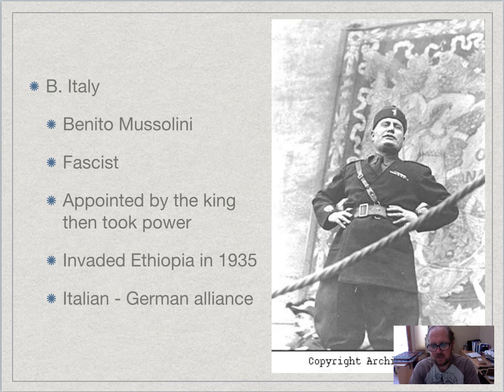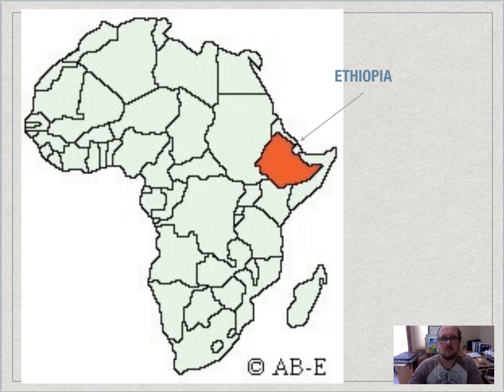And in Italy, we had a fascist regime under the likes of Benito Mussolini. And again, he was appointed by the king rightfully, and then he took more dictatorial power. In 1935, he will invade Ethiopia, being really the first European country to be very aggressive on a foreign nation. Eventually, the Italians and the Germans will form an alliance between those two groups. And there's Ethiopia on the African map.